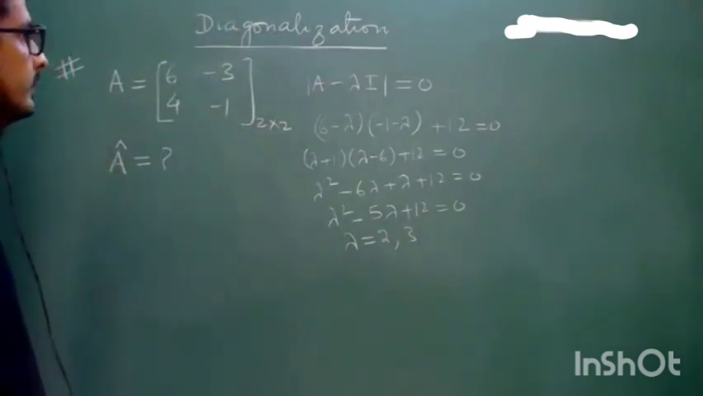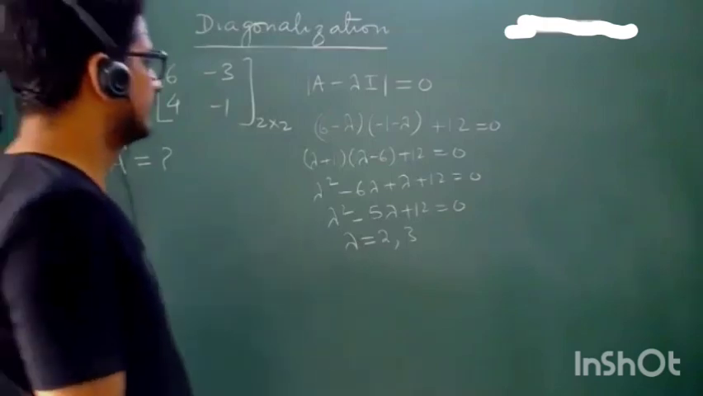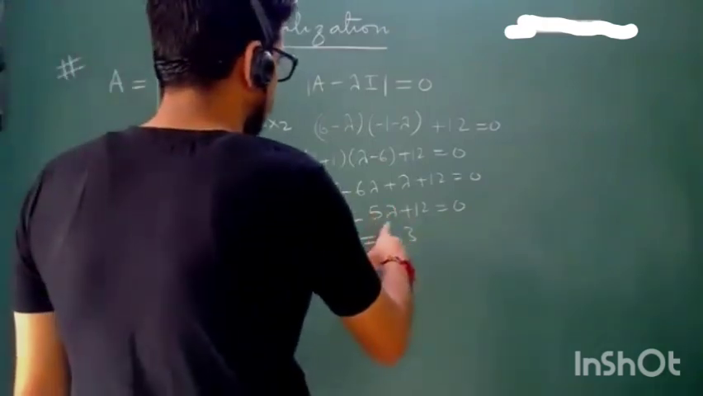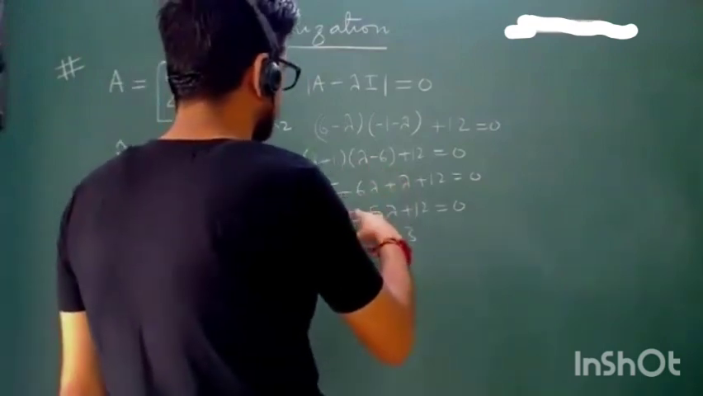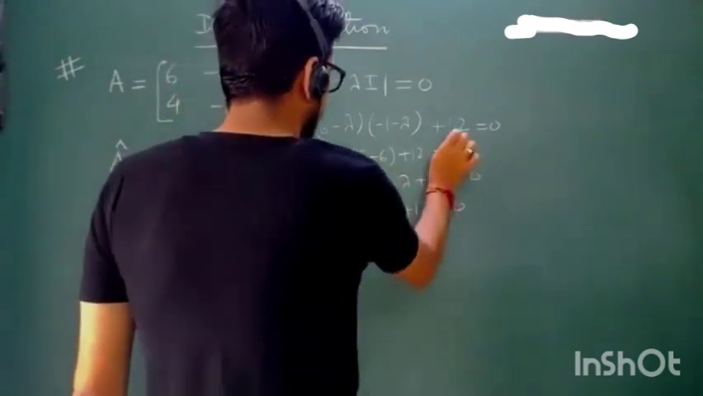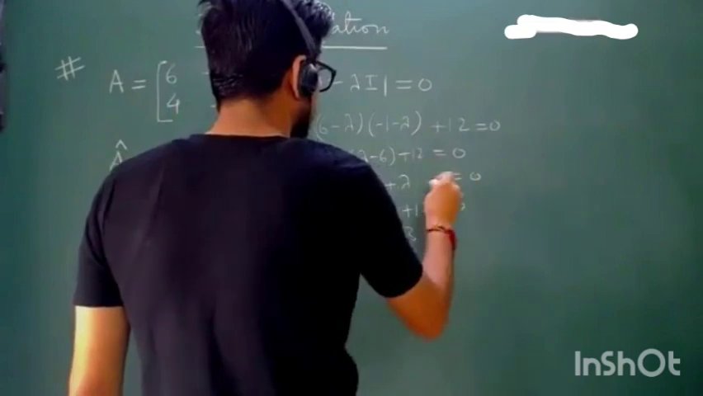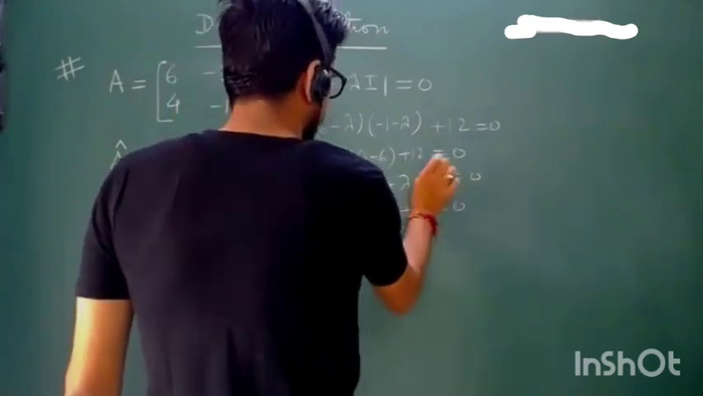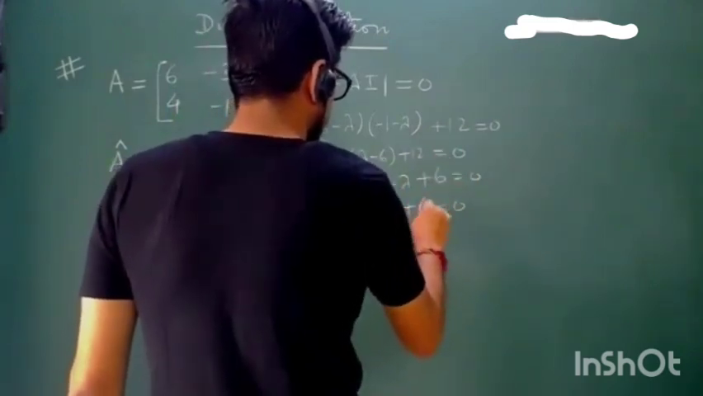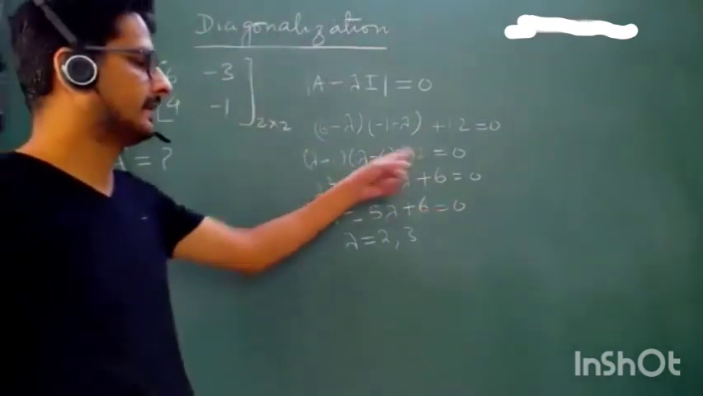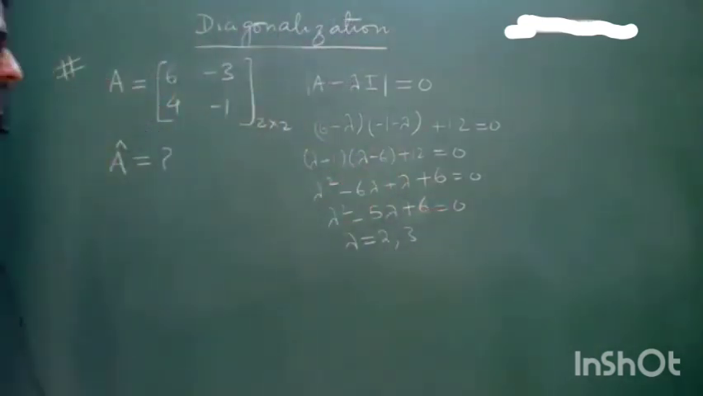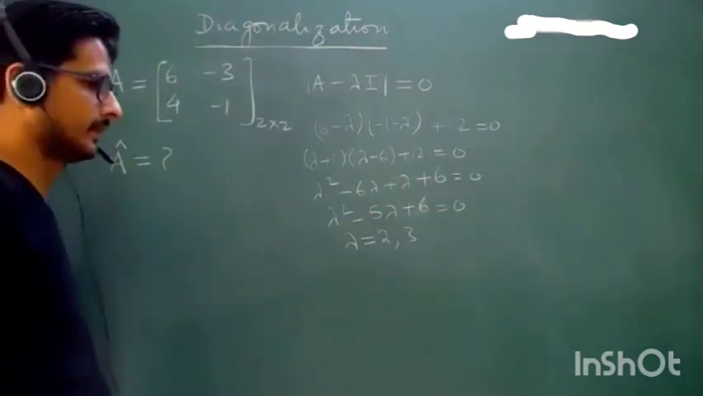Sir, -6 will also come, no? 6 should be 1 plus minus 6; last time I did not multiply here. -6, so what will this become? It will become +6, no? It will become +6. This last term, -6 and +12, will become +6. Okay?